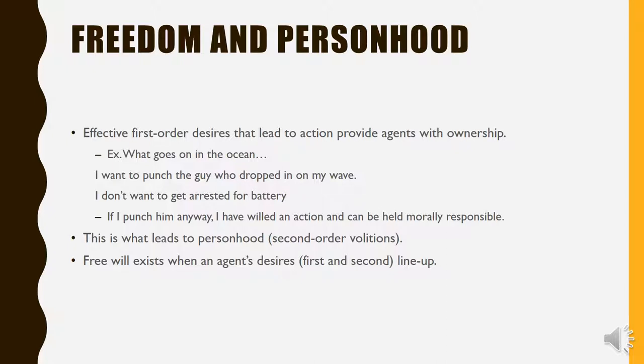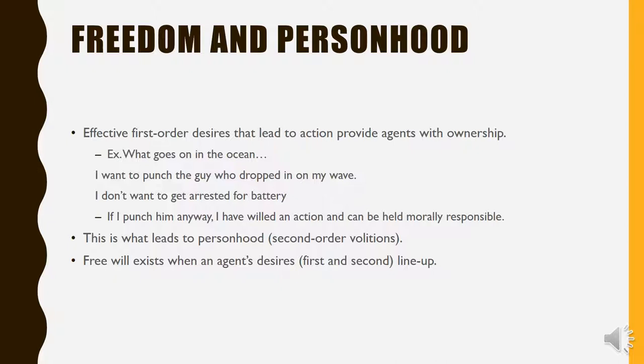Now, if I want to punch this person in the face, which is my first order desire, but then I think about that desire and think that I should not be having this desire, because if I were to act on that desire to punch the person in the face, I might get arrested for battery. In that case, I might refrain from punching the person in the face, because my second order desire of wanting to do away with that first order desire has overruled it. And therefore, the action that I do, which is not punch the person in the face, aligns with my second order desire of not wanting to punch the person in the face because I might get arrested for battery.